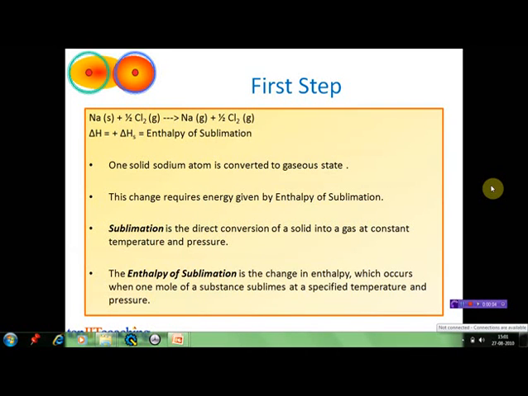So if we follow all the intermediate steps one by one, then in the first step, the sodium atom is converted to gaseous state. This change requires energy which is provided by the enthalpy of sublimation. Note that sublimation is defined as the direct conversion of a solid into a gas at constant temperature and pressure. And the enthalpy of sublimation is the change in enthalpy which occurs when 1 mole of a substance sublimes at a specified temperature and pressure.